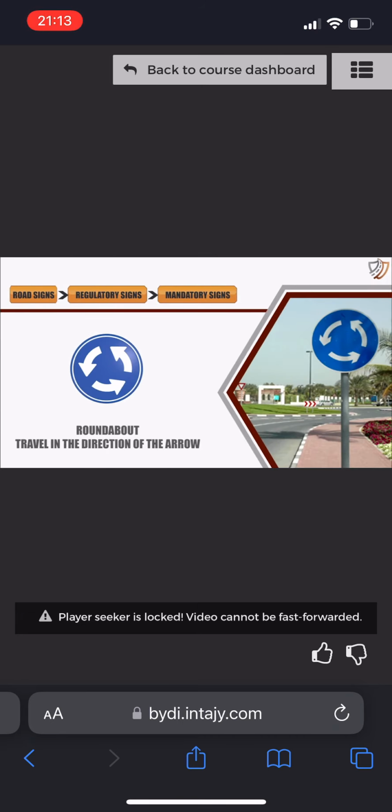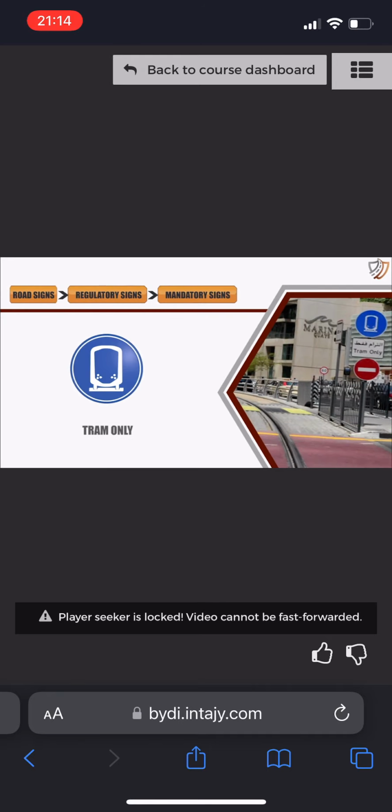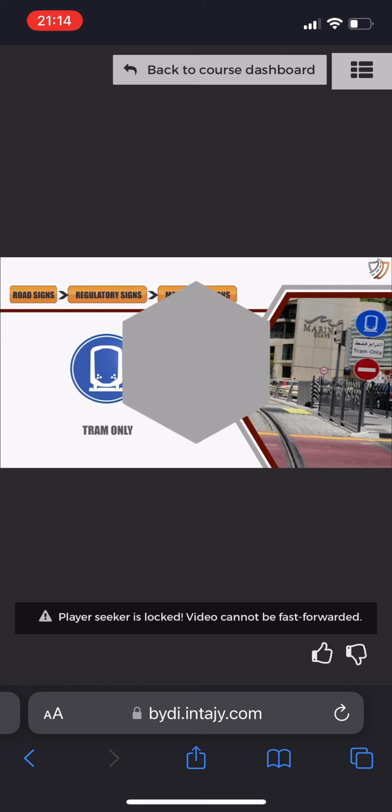Roundabout. This sign indicates a circular intersection commonly known as a roundabout. It is posted close to the roundabouts. The arrow indicates that vehicles must travel in an anti-clockwise direction. Tram only. This sign indicates that the road or the portion of the road is set aside for trams only. No other class of road user shall use the road or portion of the road indicated by this sign.